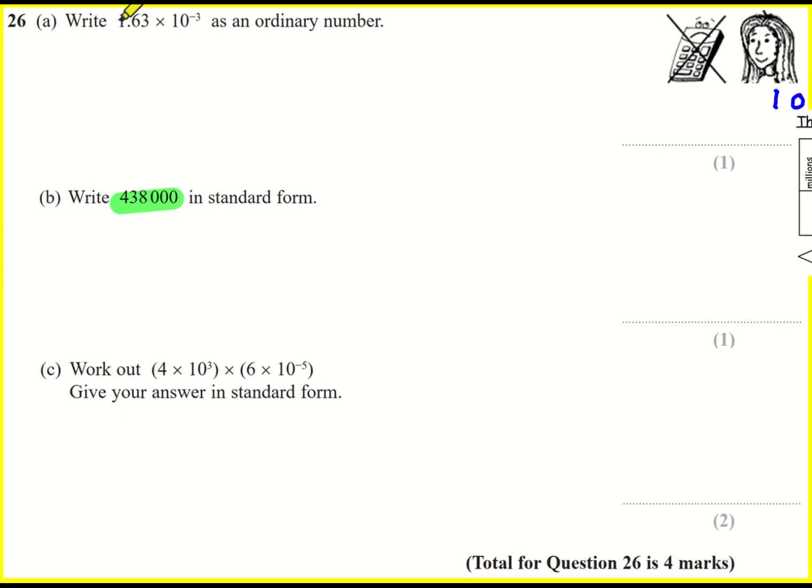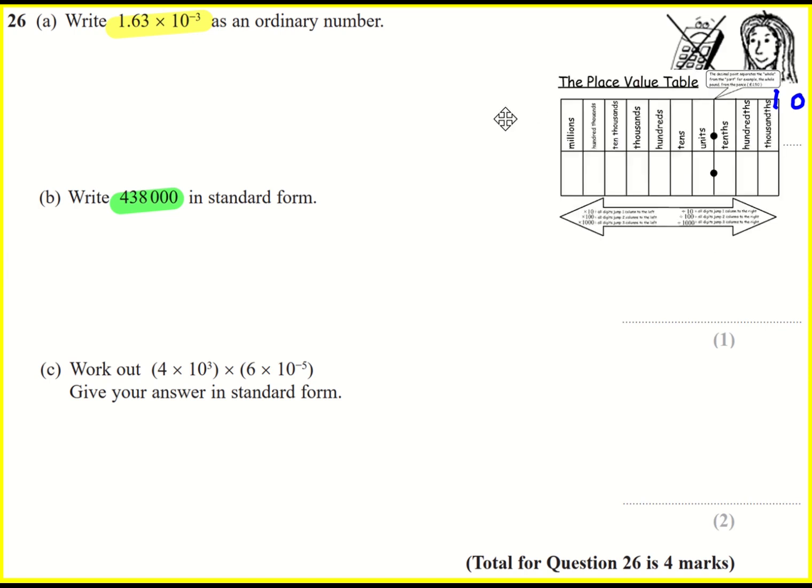And what we have in part A is a number in standard form. And standard form is sort of like an efficient way of writing sometimes very big or very small numbers more efficiently, especially if they've got lots of zeros in them, as we'll see in a second. So 1.63, okay, that's fine. What is 10 to the minus 3? What does that actually mean?